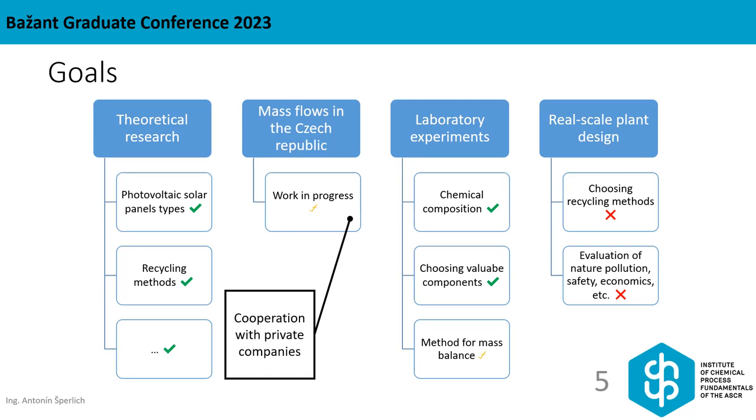The next part is to know the mass flow in the Czech Republic, meaning the current market, which we cooperate with these companies on. I also perform some experiments. They were focused on chemical composition of our real sample of the solar panel, then choosing the valuable components. And the main target is to design and build a real scale unit for treating waste solar panels. That means choosing the right methods and the right order of them, and also thinking about pollution, safety, loss, etc.